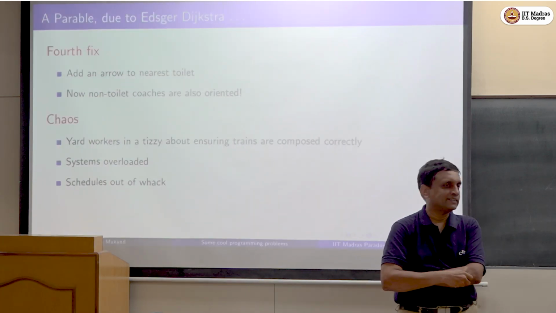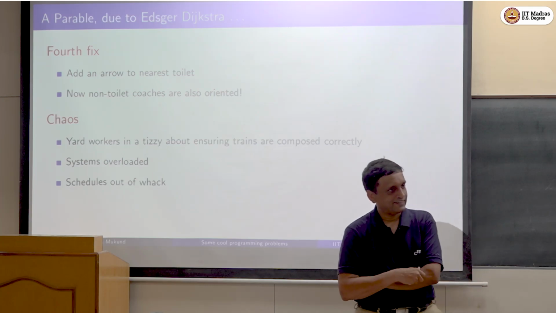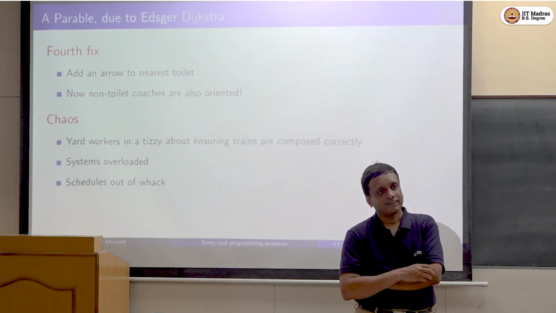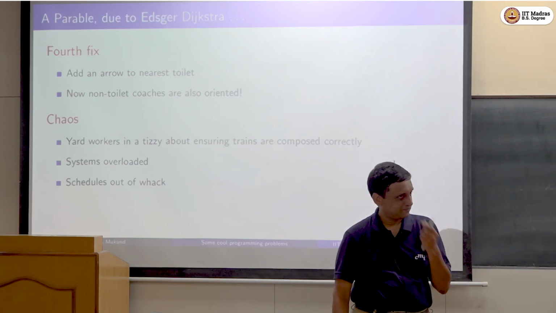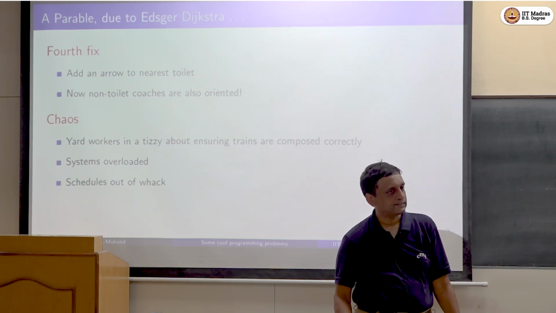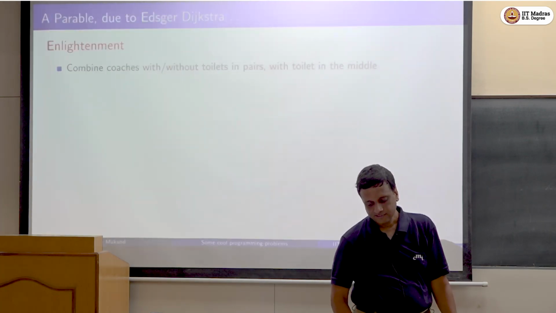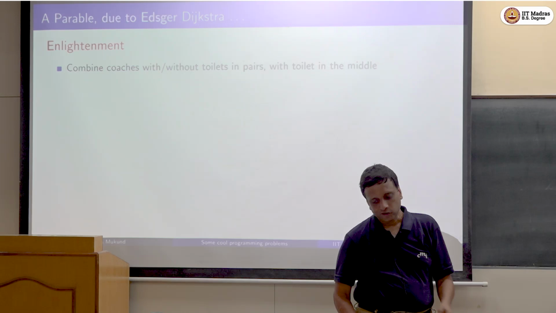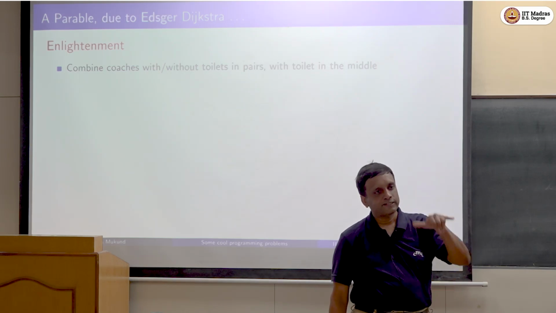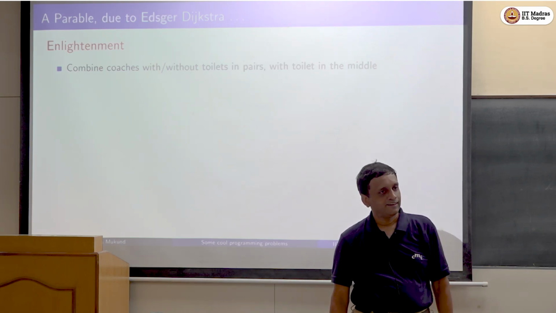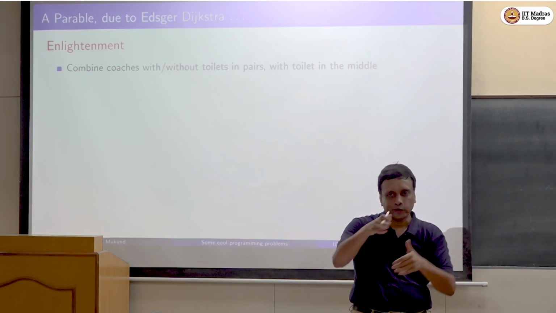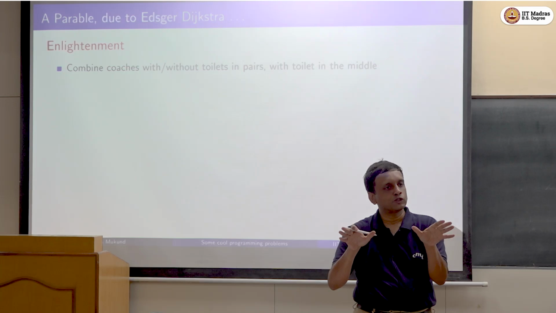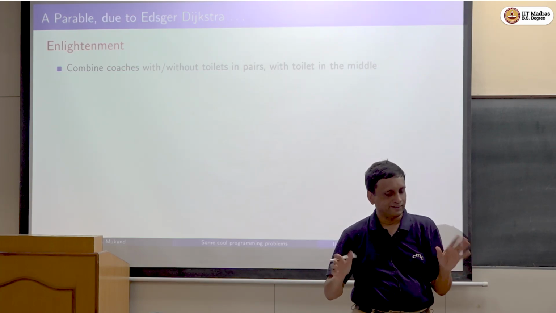So now the situation just became impossible to manage. Because now there was a revolt among the people who were assembling these trains because they just could not cope with this. So what is the fix? Somebody got this bright idea that you just take 2 coaches and put the toilet in the middle. Now within that unit, of course, there's an orientation. This will point to the toilet, but as far as these units go, you can put them in either order, it doesn't matter.